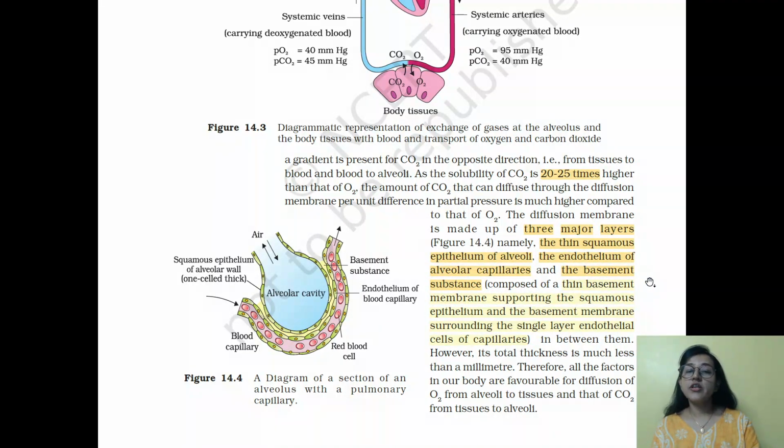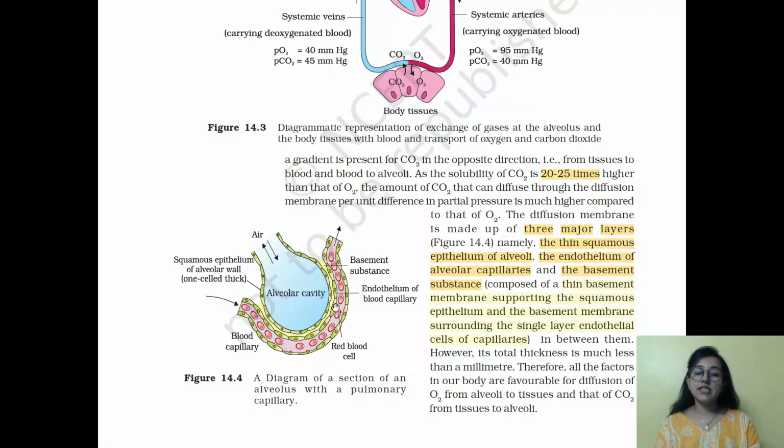It is composed of three major layers. As you can see in the picture, the first one is the thin squamous epithelium of alveoli, or simply the lining of alveoli. It is the squamous epithelium of the alveolar wall, which is one cell thick. Next comes the basement substance. The basement substance is composed of two things. First, the thin basement membrane supporting the squamous epithelium, and the basement membrane surrounding the single layer of endothelial cells of the capillaries. So after the basement substance comes the endothelium of the blood capillary.